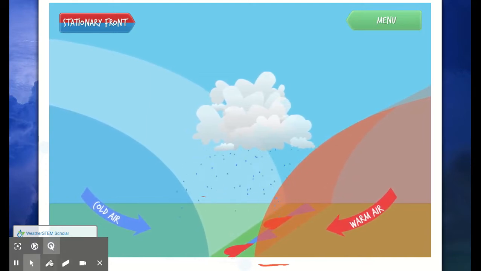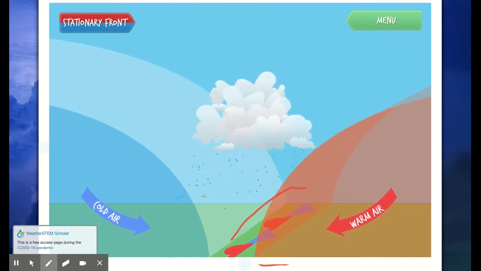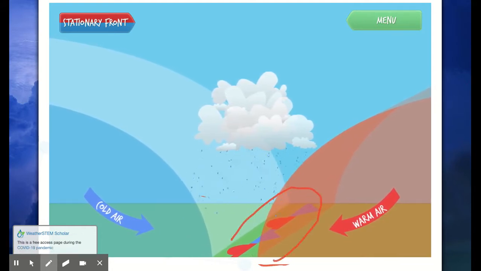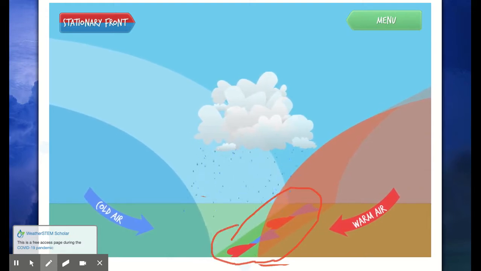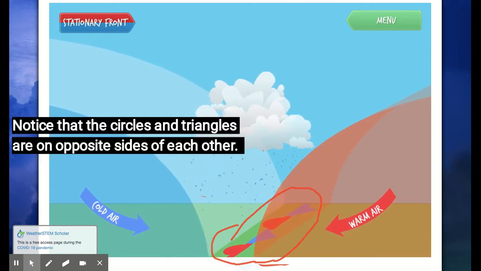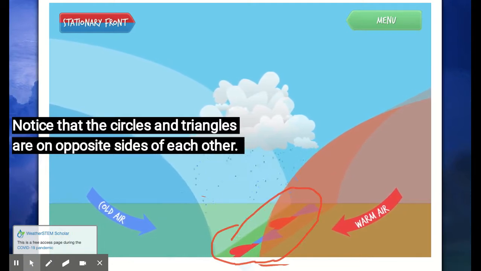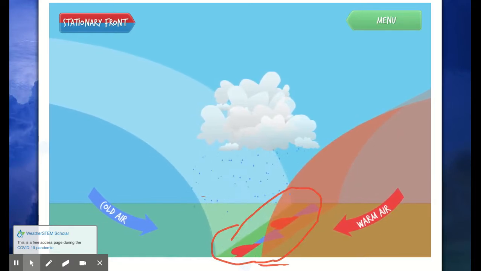So on a weather map, check out these symbols. This would represent a stationary front, and you kind of have a mix of circles and triangles that alternate. And you can kind of see in the animation that they come together, but it's kind of just a stalemate. They're stalled. And some air does get forced up, and you get your clouds and your precipitation as a result.